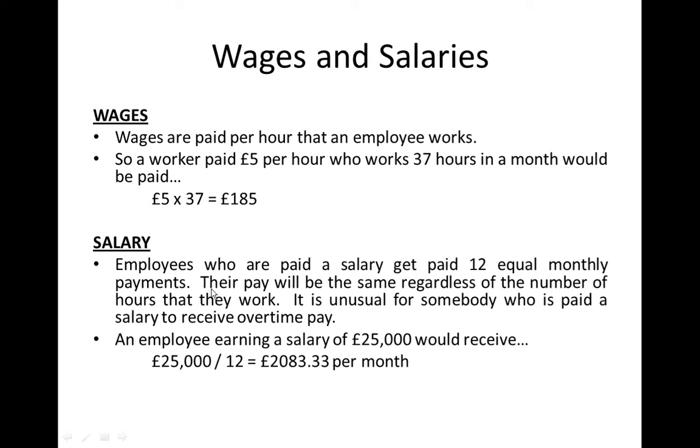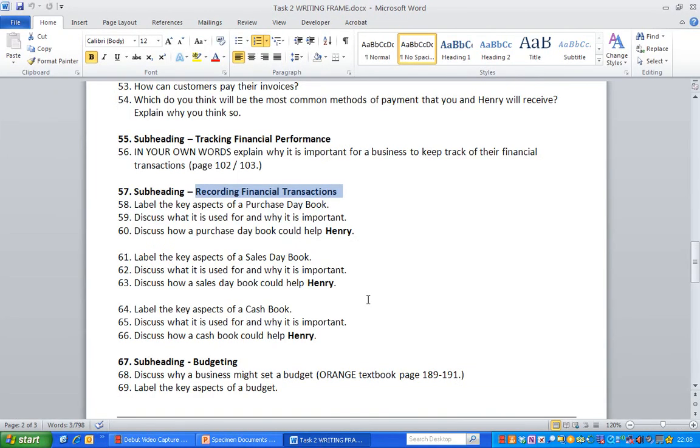A salary is when people are paid 12 equal monthly payments, and their pay will be the same regardless of the number of hours that they work. So, for example, a teacher gets paid the same amount of money every month. Obviously we do a lot more work in September than we did in August, but we get the same amount of money because we're paid a salary. So if we get a salary of £25,000, for example, that is what they would earn in a year. If we divide that by 12, we get how much money they earn per month. So we've got two different methods of calculating pay.